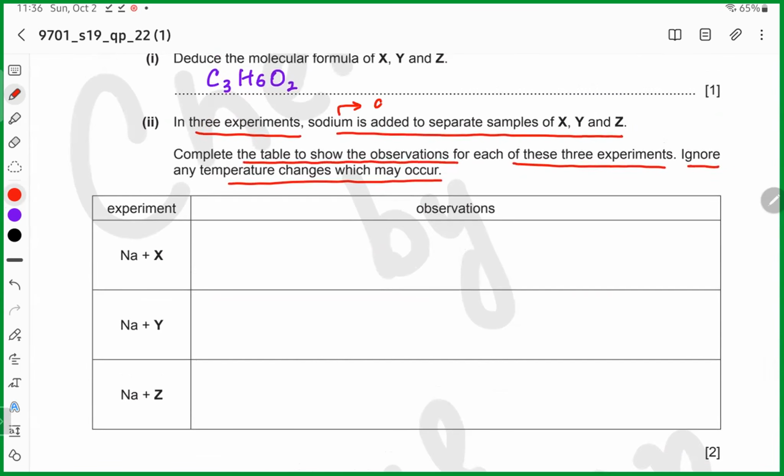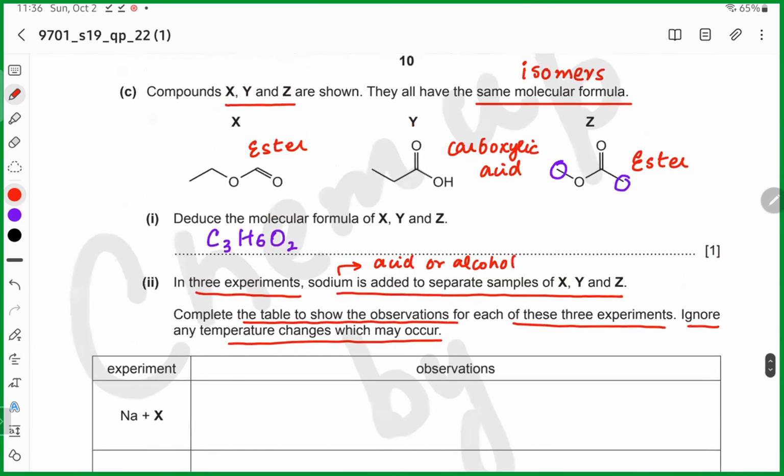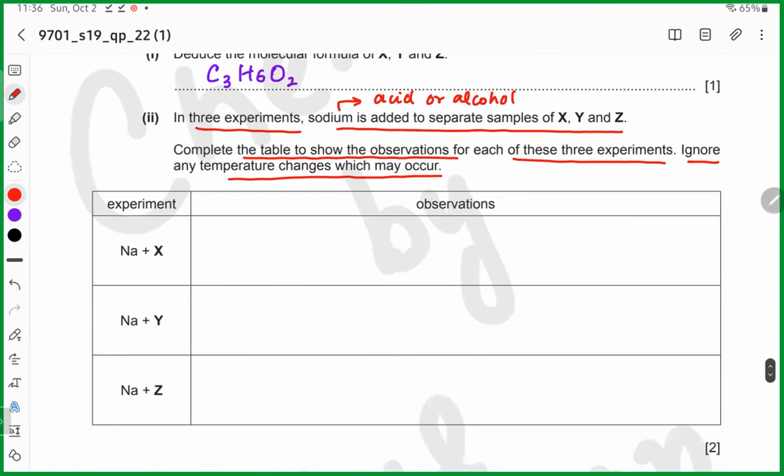So it either reacts with a carboxylic acid or alcohol. And if we look at X, Y, and Z, as we identified, only Y is a carboxylic acid, X and Z are ester, right? So if X and Z are ester, we can write over here no reaction, and here as well no reaction.